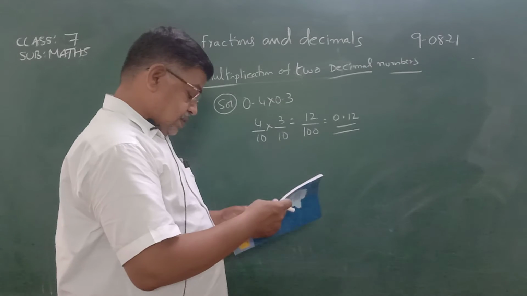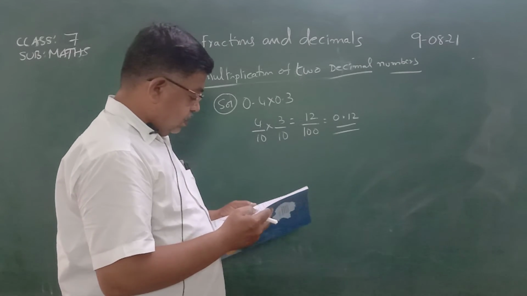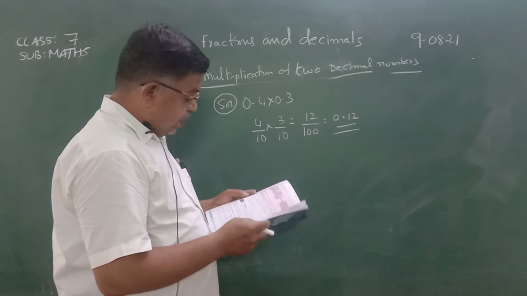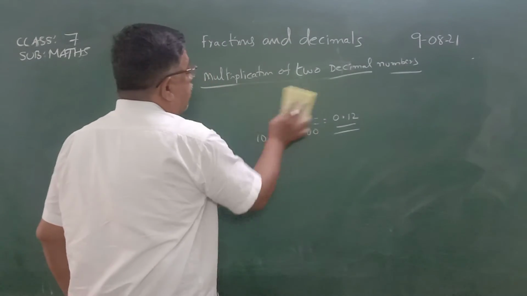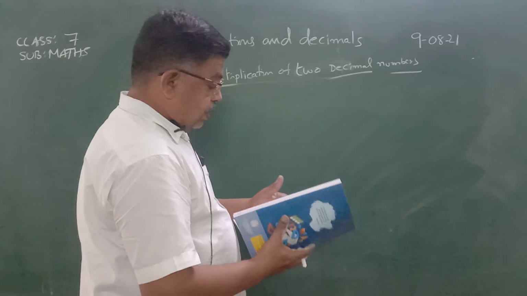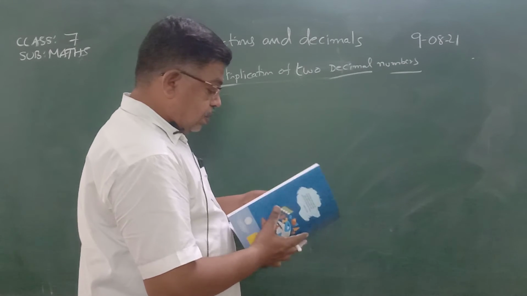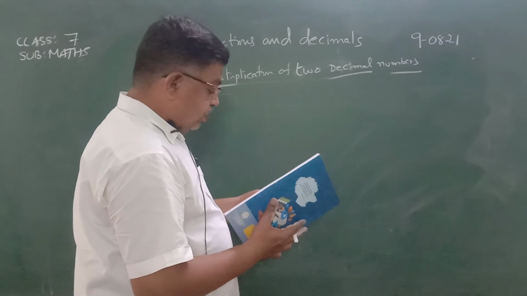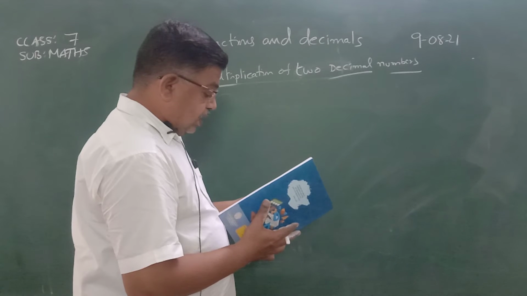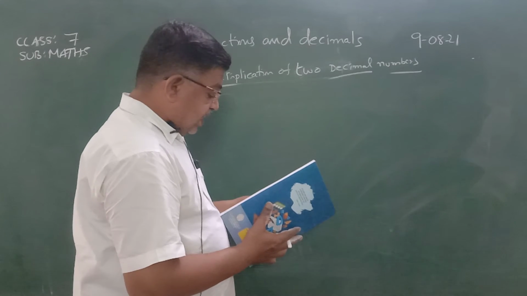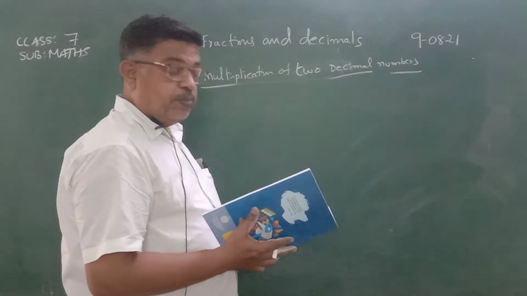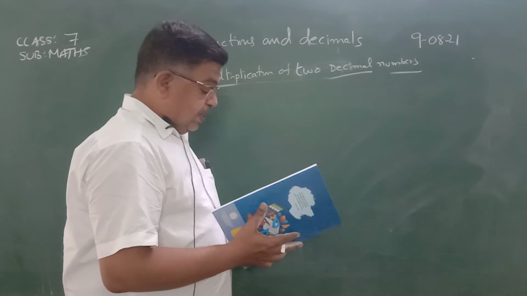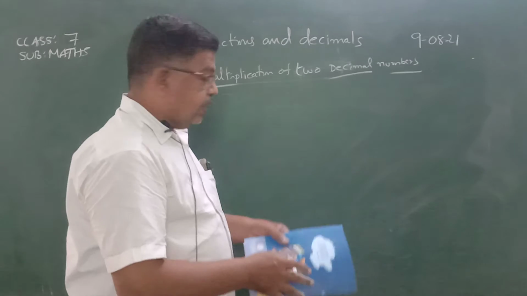Next, we'll do one problem in another model. Bindu went to the vegetable market with her mother to buy 3.5 kgs of onions. If the cost of onions is rupees 18.50 per kg, find the cost of 3.5 kgs of onions.